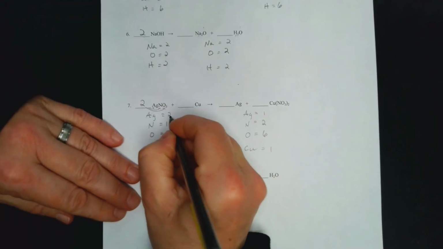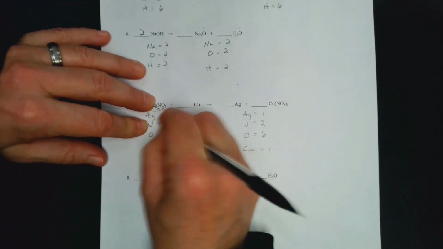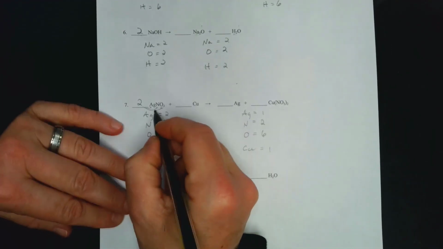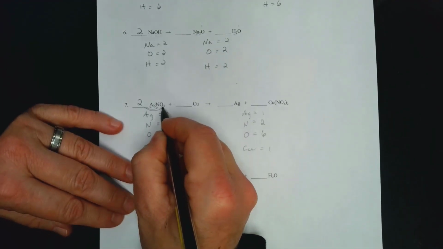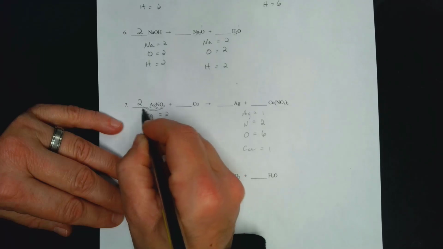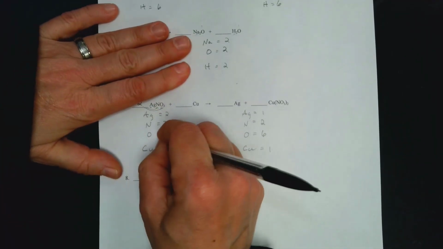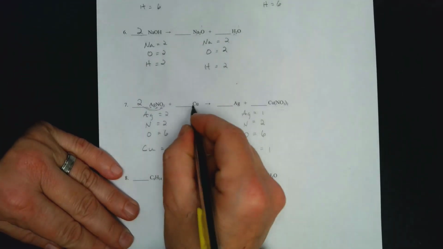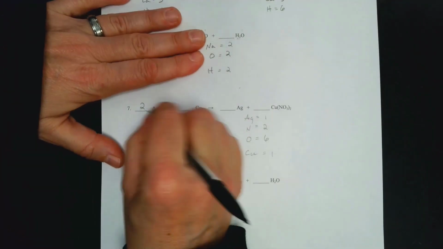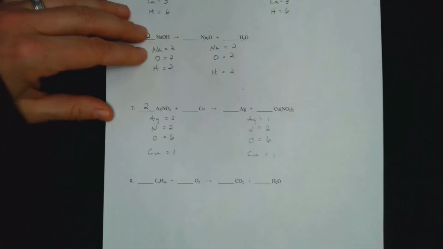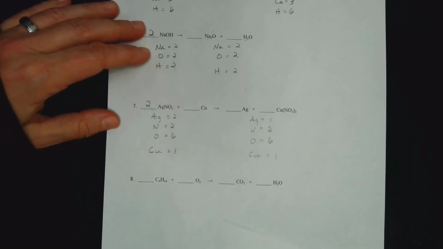So now I have 2 silvers, I have 2 nitrogens, and I had 3 atoms of oxygen here, but I have to multiply 3 times 2, which means I now have 6 oxygen, and I still have my 1 carbon over here. Now that I've done my updating, let's check for balance. Well, my silver is no longer balanced, but my nitrogen is balanced, my oxygen is balanced, and my copper is balanced.